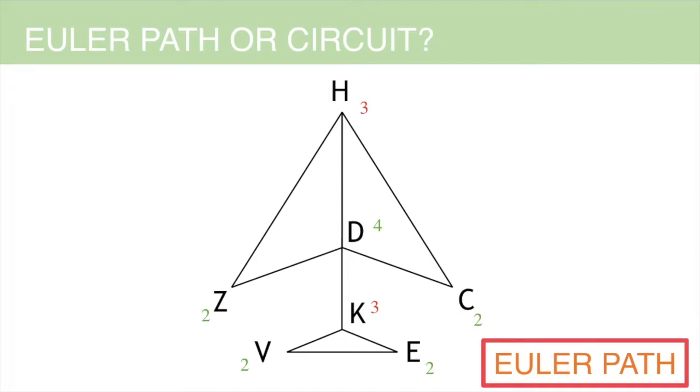Now let's find an Euler path. To get an Euler path, we first start at K to V, then V to E, E to K, K to D, D to C, C to H, H to Z, Z to D, and finally D to H.